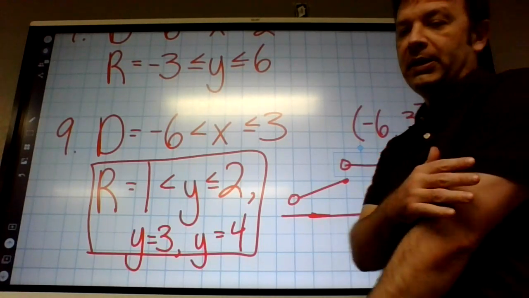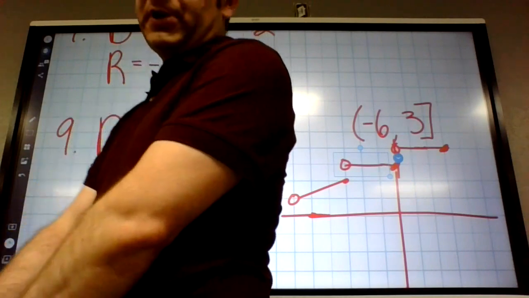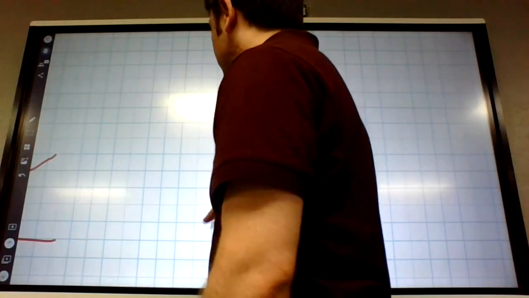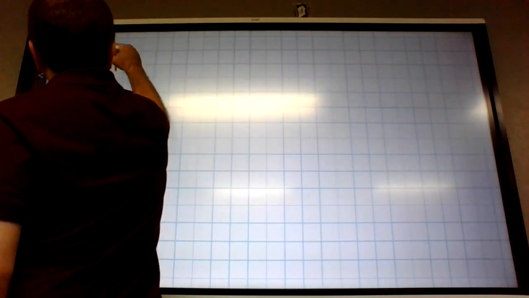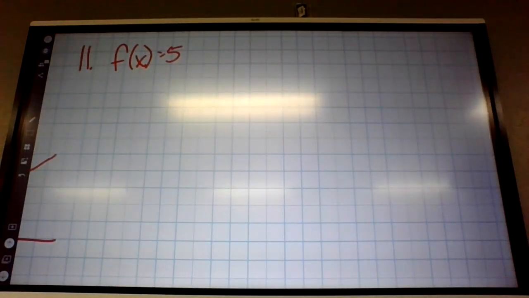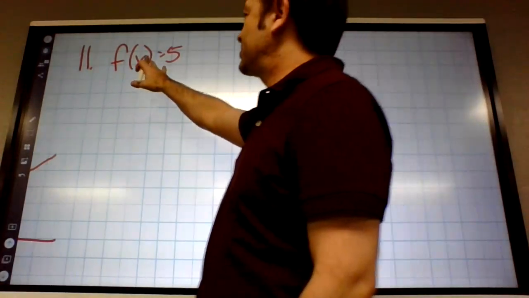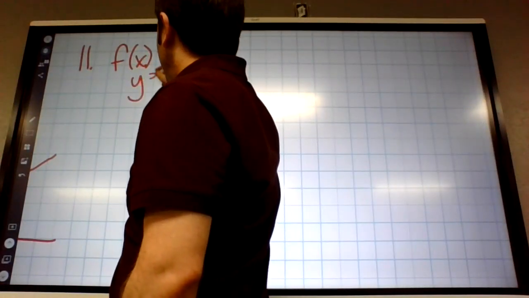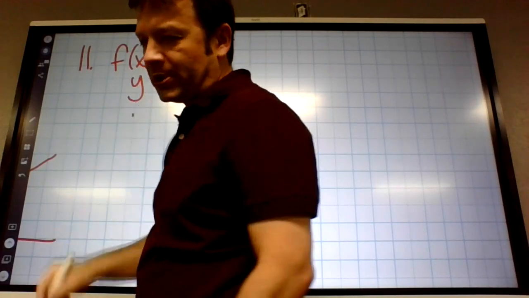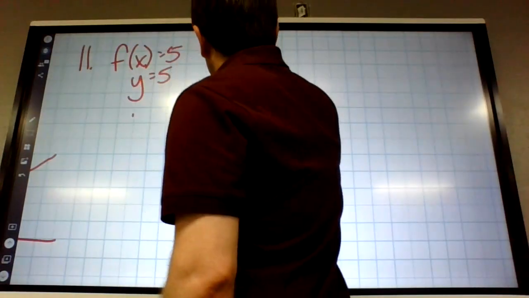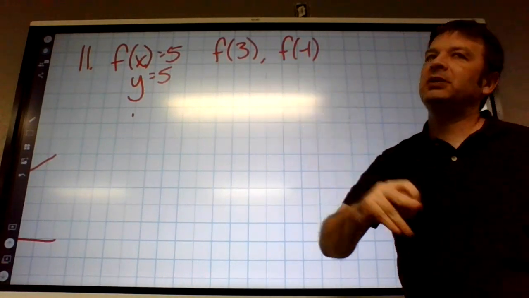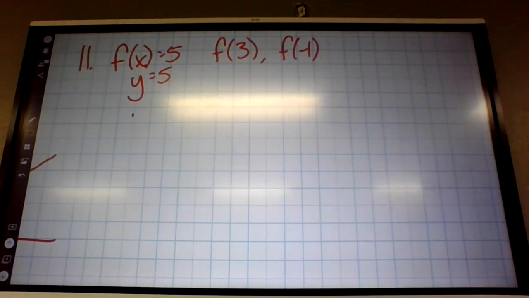All right. And then the next section, evaluate each function for the given values. Okay, it says f of x equals 5. That's our function. What's this the same thing as? You know, it's like y equals 5, right? Okay, so the question is, what is f of 3 and f of negative 1? It's kind of weird. Anybody think they might know?